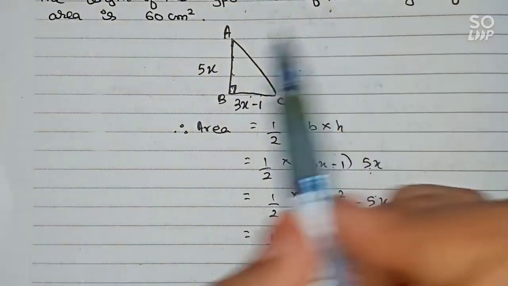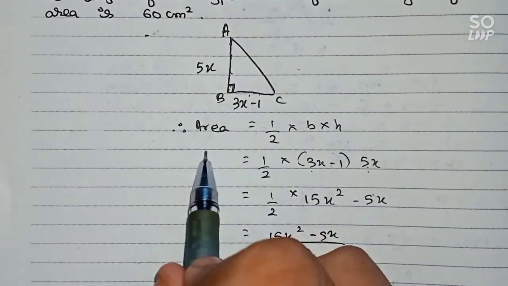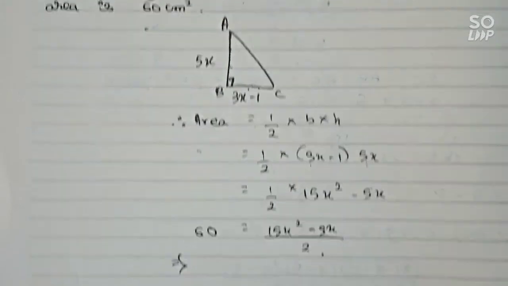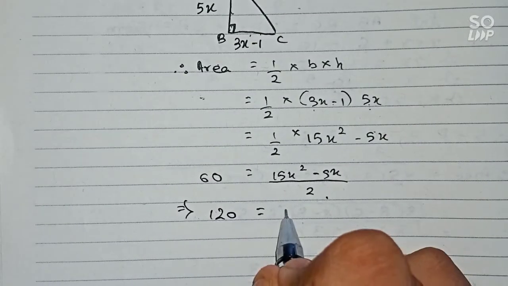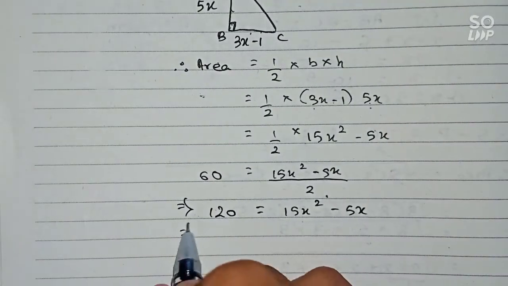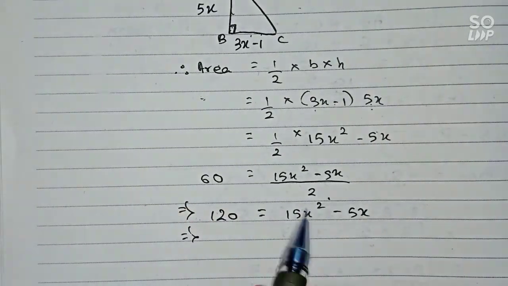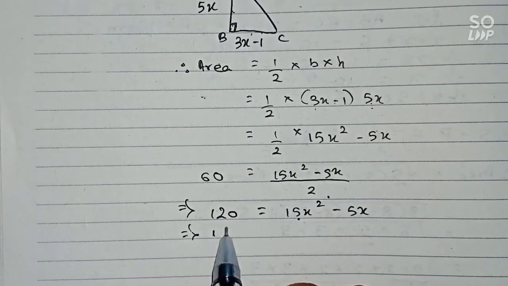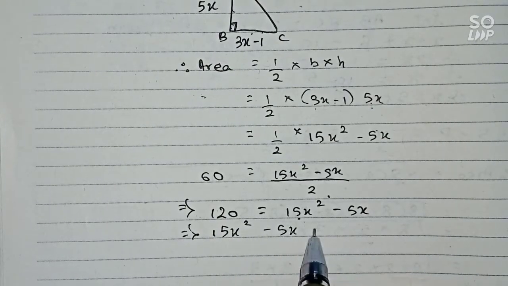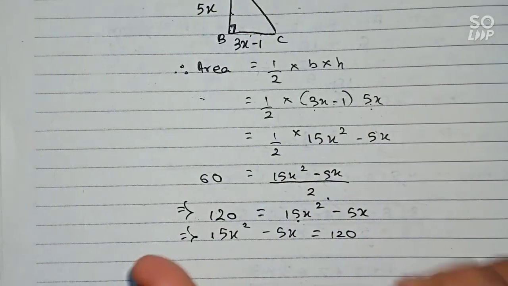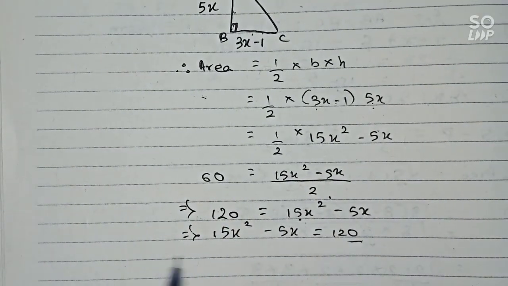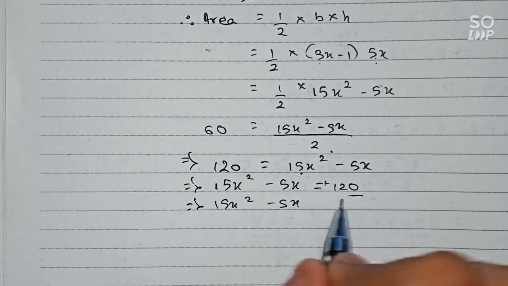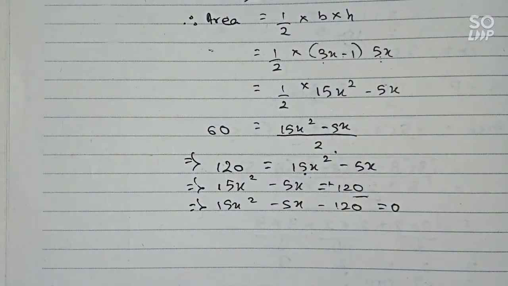And in the question it is also given that the area is 60 cm square. So on this side you can write the area, that is 60. Now we take this 2 to this side. So 2 into 60 becomes 120, which equals 15x square minus 5x. Now we take all the numbers to the left side. So 15x square minus 5x is equal to 120, and now we take this 120 to this side, so it becomes minus 120. So now you can go for the quadratic equation.